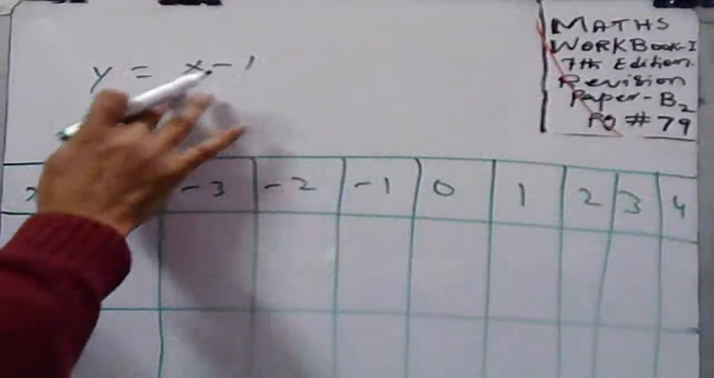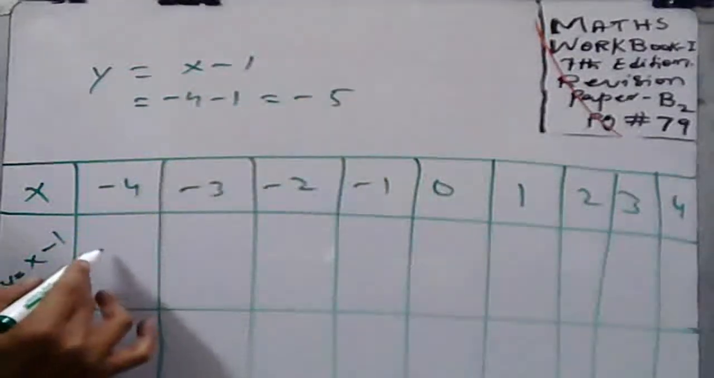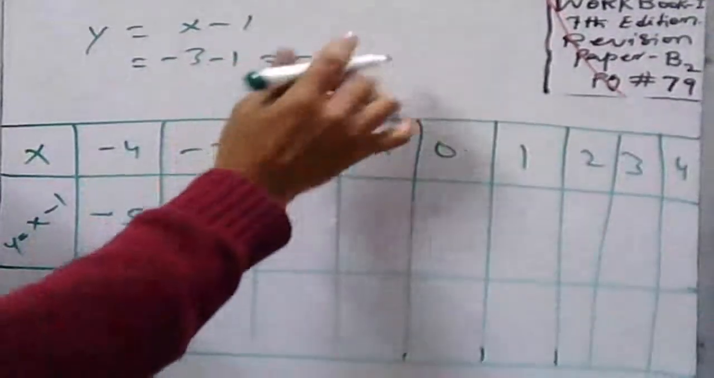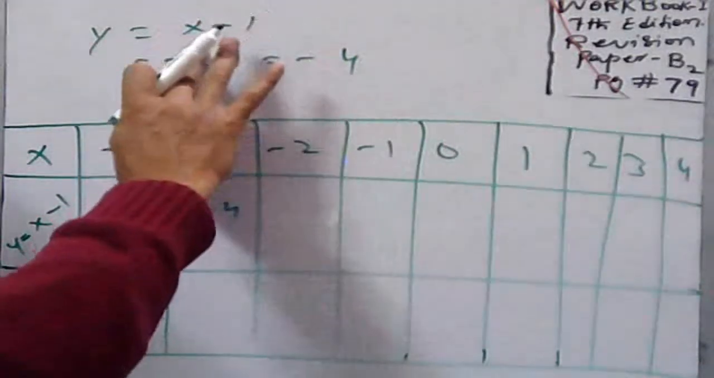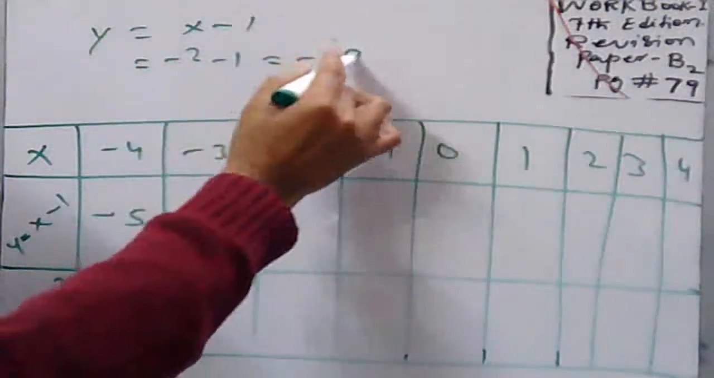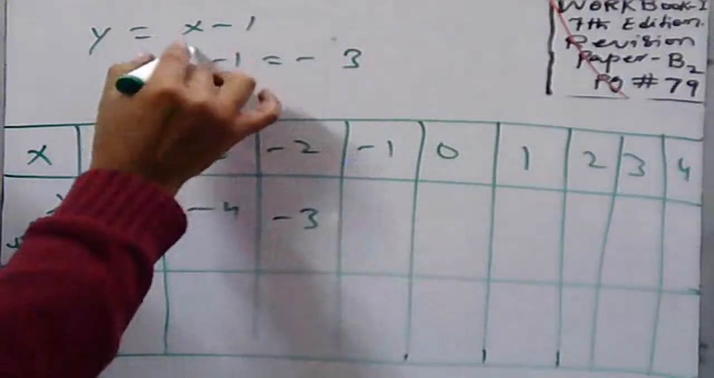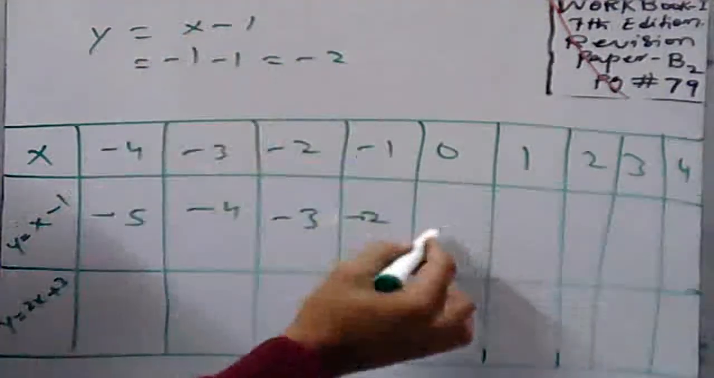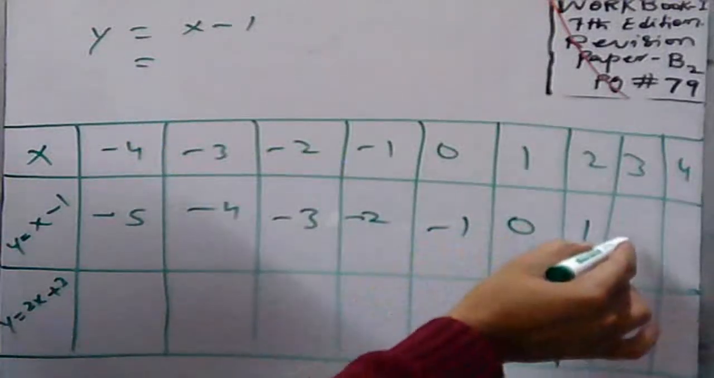When you put x is equal to minus 4, minus 4 minus 1, your result is minus 5. So put here minus 5. Similarly, when you put here minus 3, your result is minus 4. So put here minus 4. Similarly, when you have minus 2, you will get minus 3. For minus 1, you will get minus 2. So put here minus 2. When you have 0, you get minus 1. So by using this equation you can find these. For example, 1 minus 1 is 0, 2 minus 1 is 1, 3 minus 1 is 2, 4 minus 1 is 3. So that is your required result.